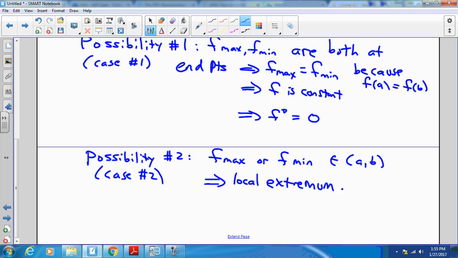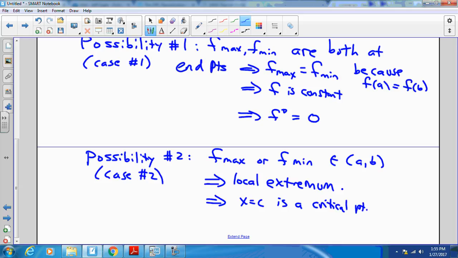And we know something about local extrema from Fermat's theorem. Local extrema only occur at critical points. Exactly. So that means that x equals c, the location of the max or min that is at the interior, is a critical point.